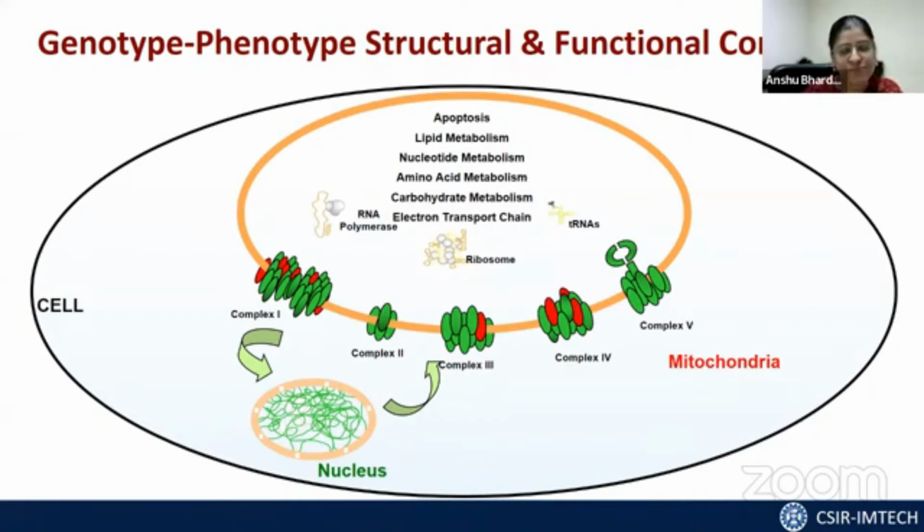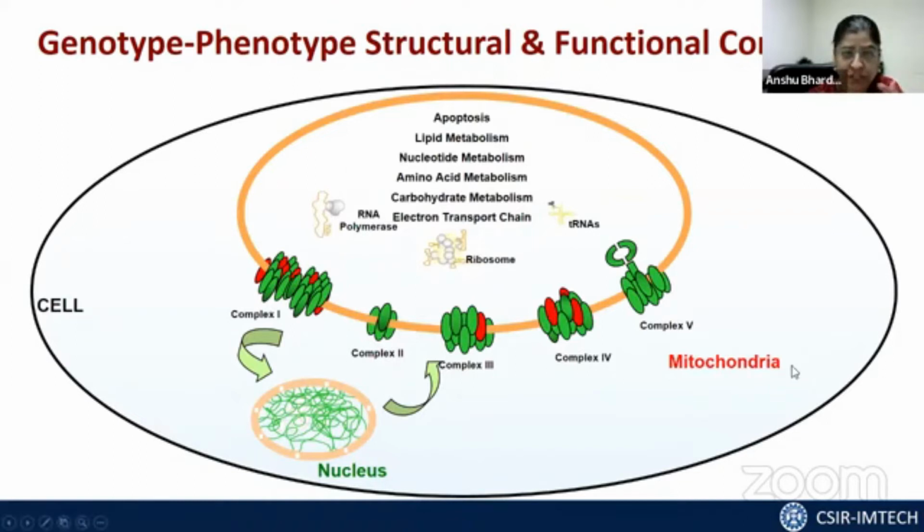So our lab has been interested to understand what is the role of mitochondrial DNA in human diseases. I've just shown a representation of mitochondria. If you look at the electron transport chain, it has 5 complexes. The ones shown in green are encoded by nuclear DNA. The ones shown in red are encoded by mitochondrial DNA. It is not very difficult to make a judgment that there has to be a very intense crosstalk between the two genomes for mitochondria to function properly.